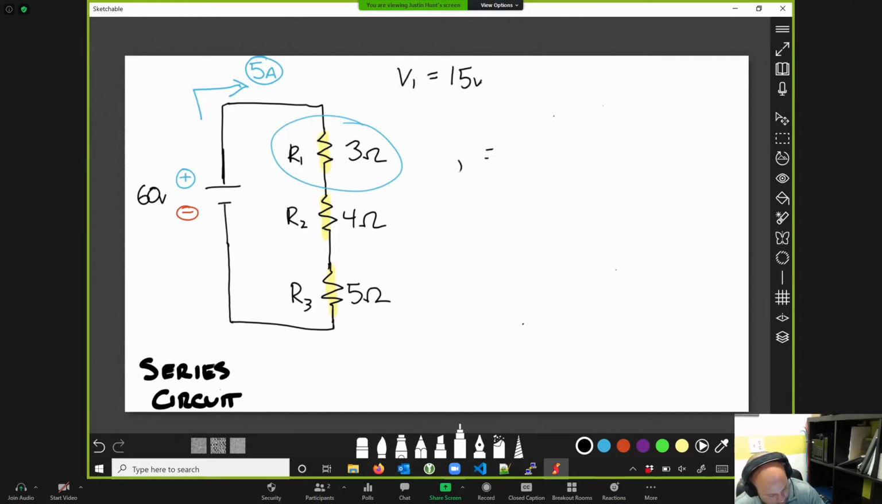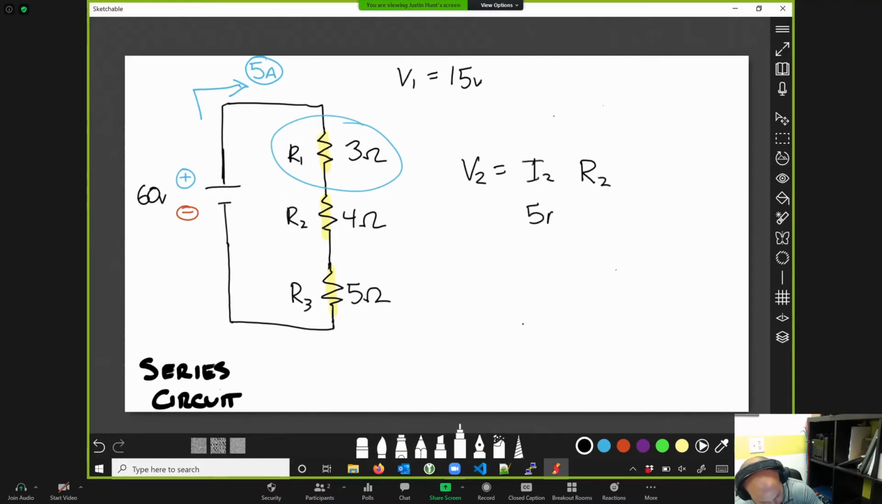All right, awesome. Now we've got to do the same thing for the other two remaining components. Let's look at V2, because we're looking in context to our second component. We know that V2 is going to be equal to I2 times R2. V2 is what we're looking for.